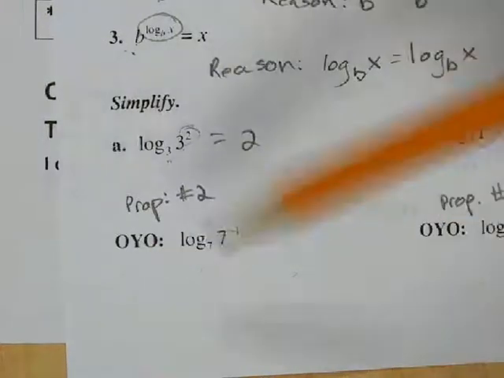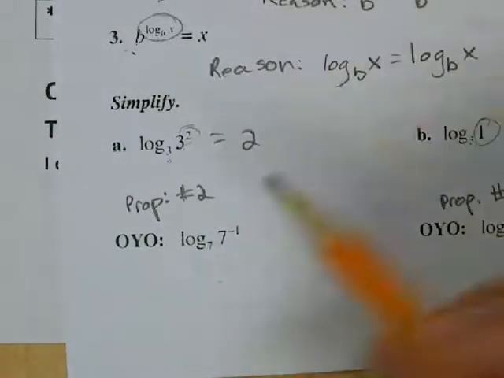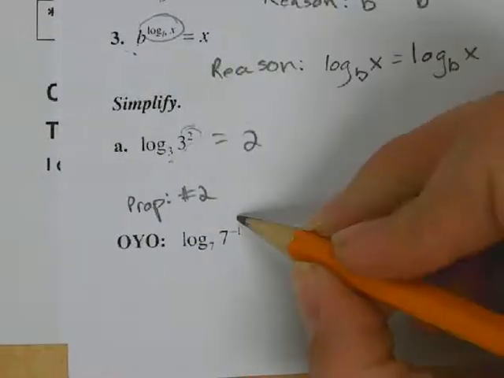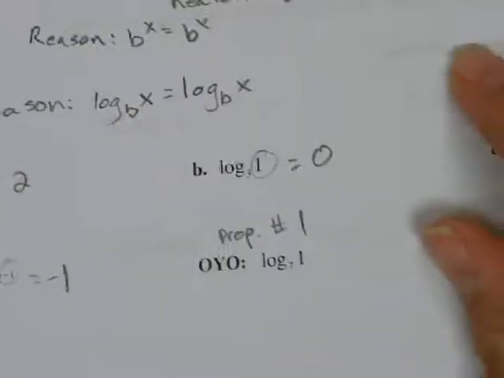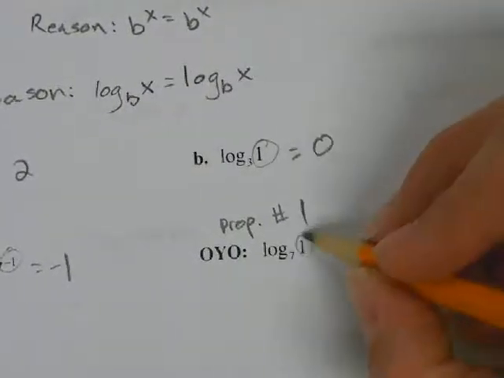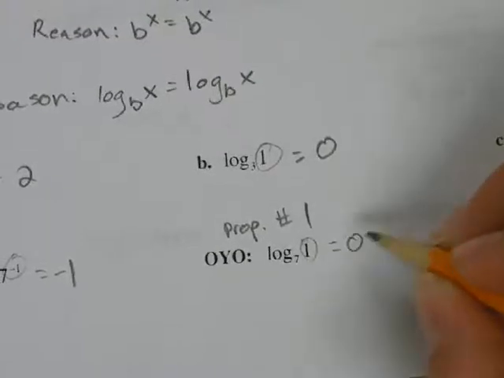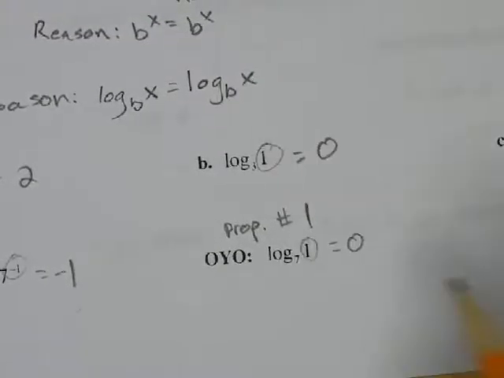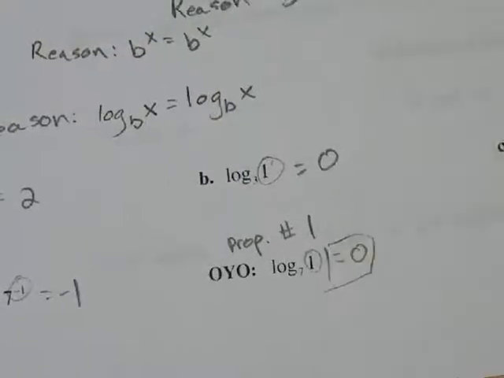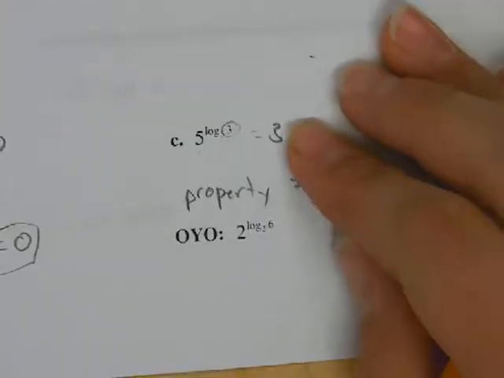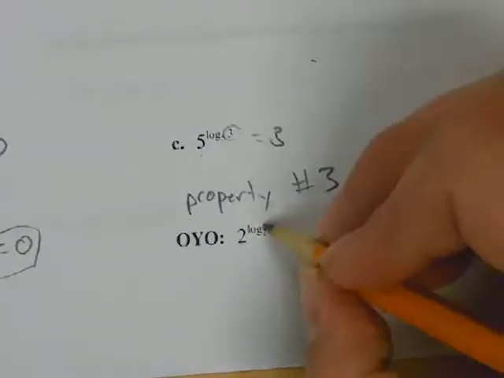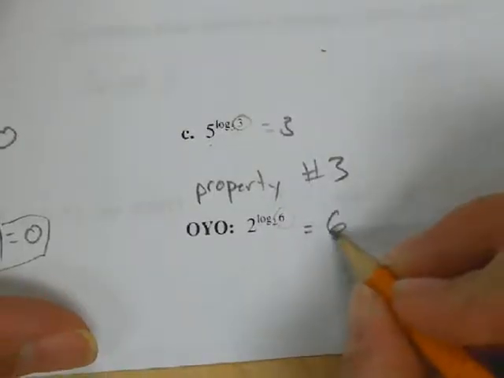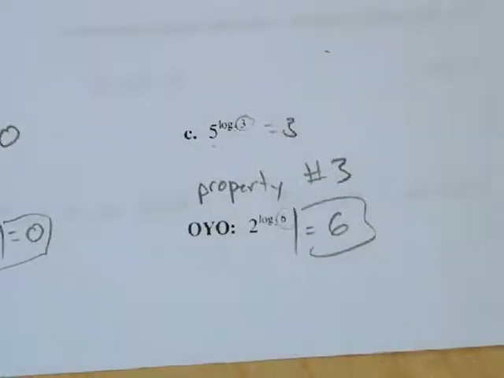So here, log base 7 of 7 to the negative 1. Base and argument match. It's equal to the exponent. Special property, that's property 2. Right here on the next one, log base 7 of 1. My argument is 1, so it's automatically 0. Doesn't matter what that base is, so it's equal to 0. And that last one, 2 raised to log base 2 of 6. My bases here match, so it's just equal to the argument in the exponent, which is just 6. Super easy, super simple.